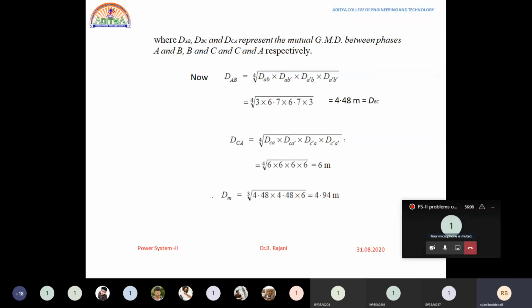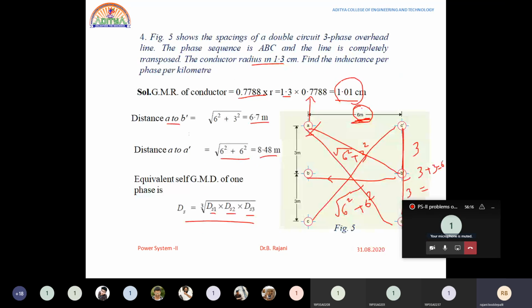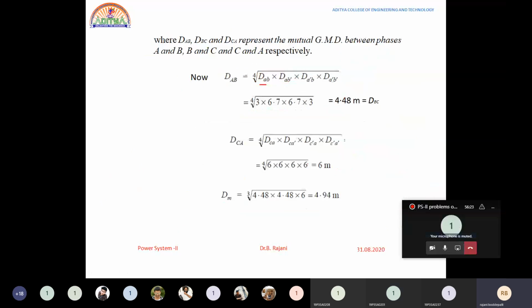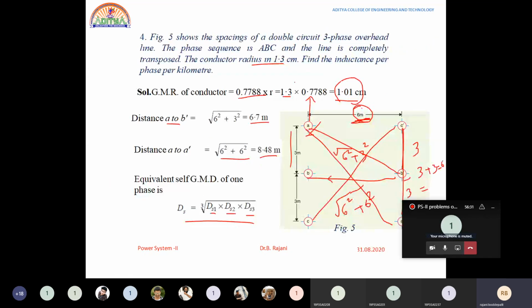Now in this slide, these are the distances. What is the distance of DAB? See the diagram. This is 3 meters. DAB is 3 meters. That only I had written over here, 3. And DAB dash, how much is it? DAB dash we have to find.